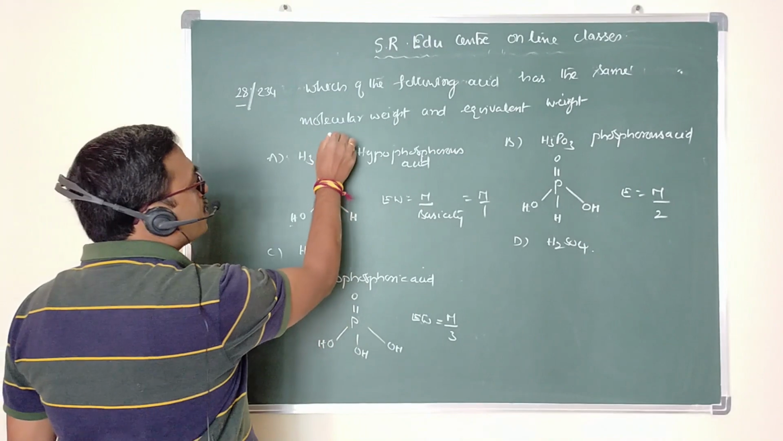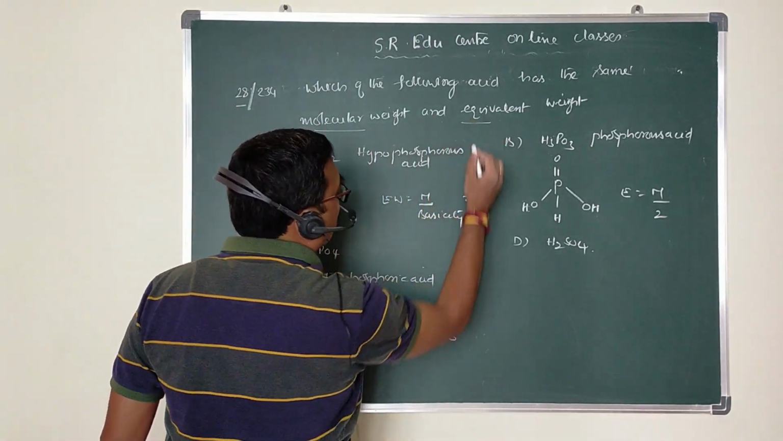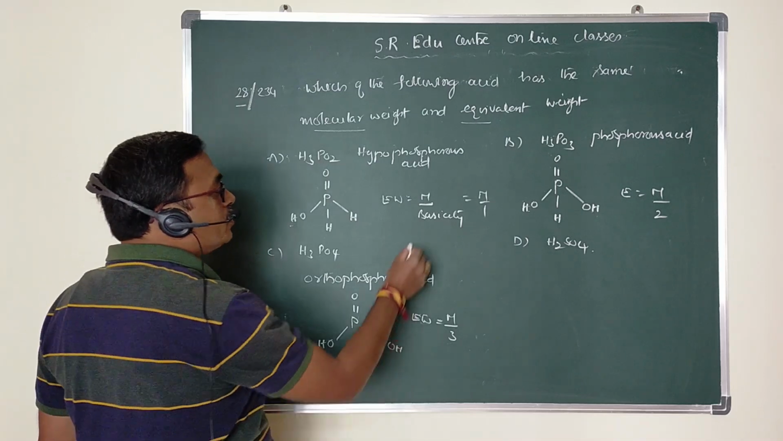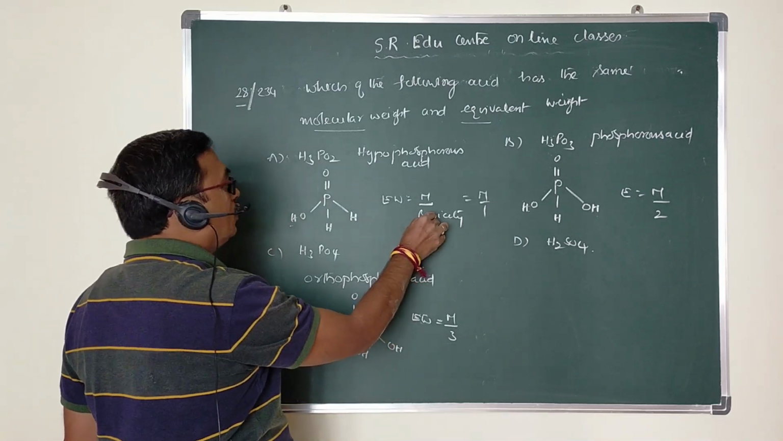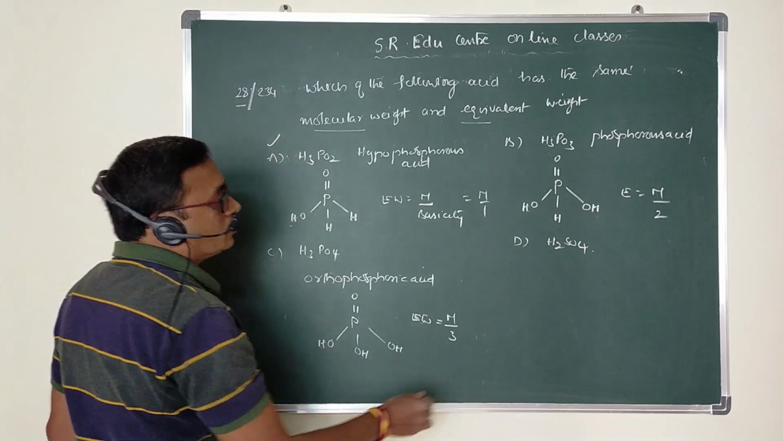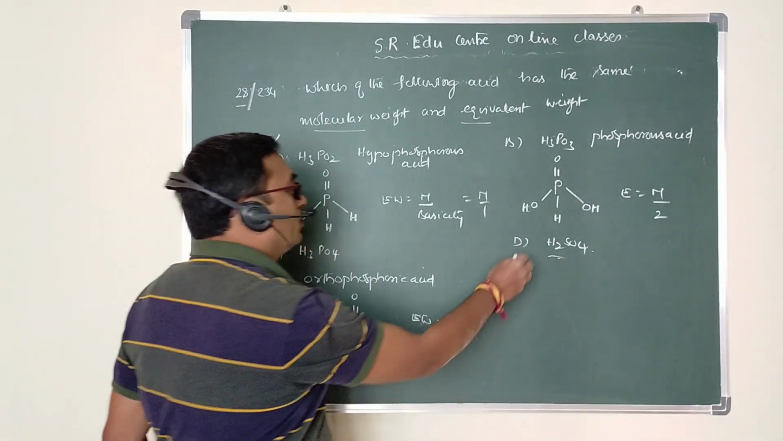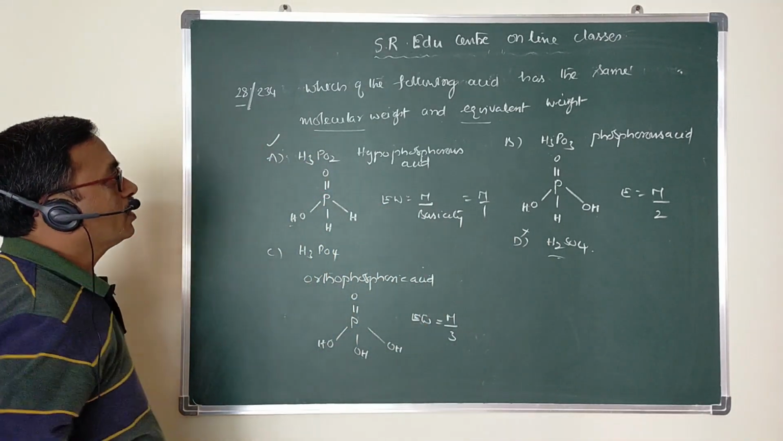So the question is, in which case molecular weight and equivalent weight are equal? Molecular weight becomes equivalent weight when basicity is 1 or n factor is 1. So answer is A. So in sulfuric acid, we know that its basicity is 2. So it is not the correct one. So answer is first option.